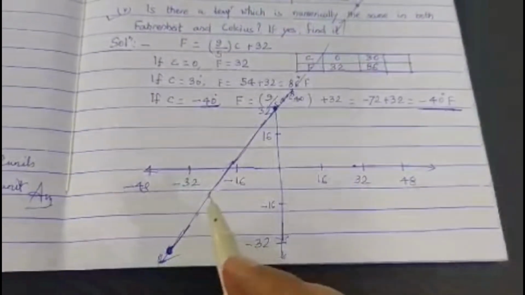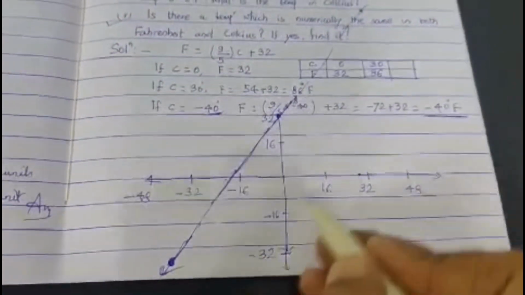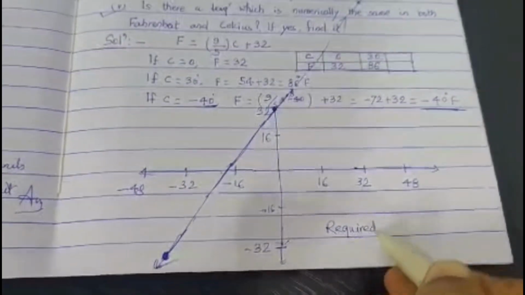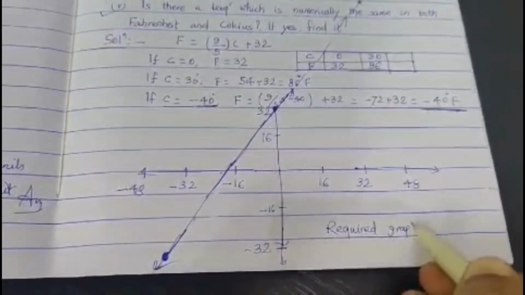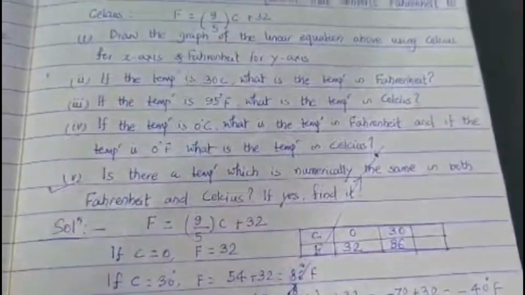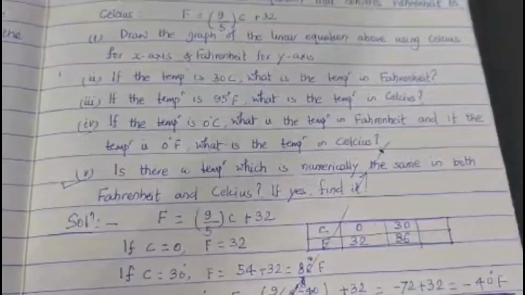So I hope this is clear. The graph will be like this, the required graph. Now this first question has been answered. This will be the graph.